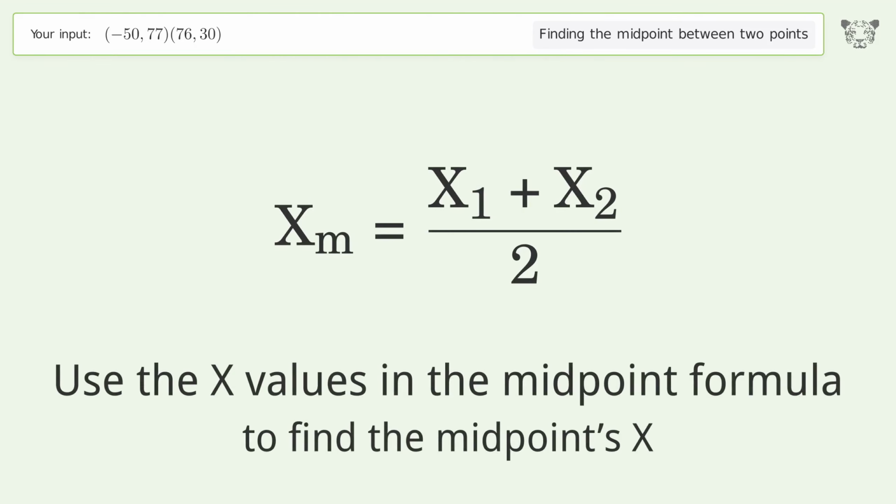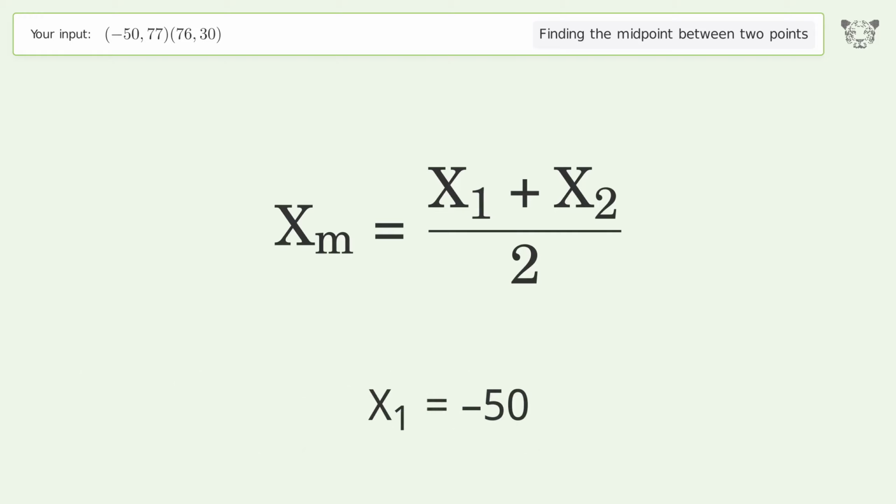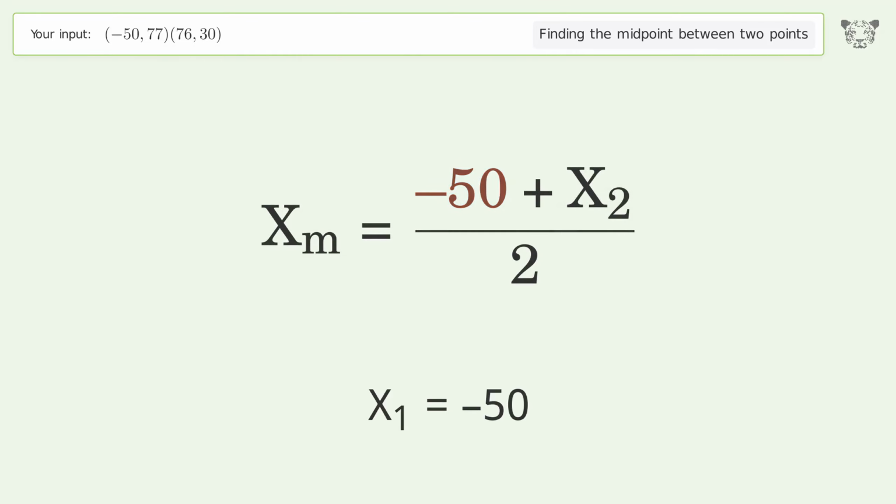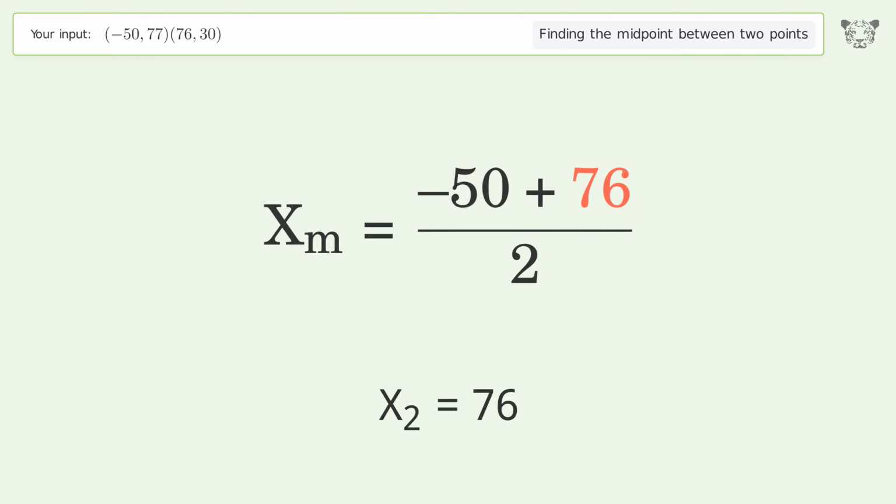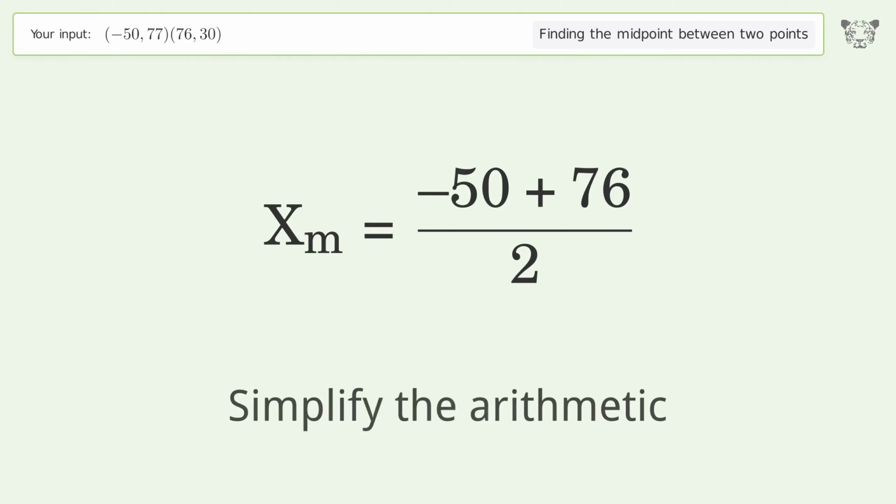Use the x values in the midpoint formula to find the midpoint's x. x1 equals -50. x2 equals 76. Simplify the arithmetic.